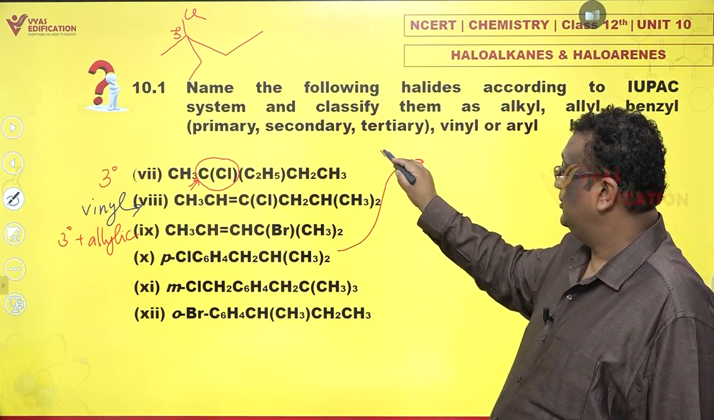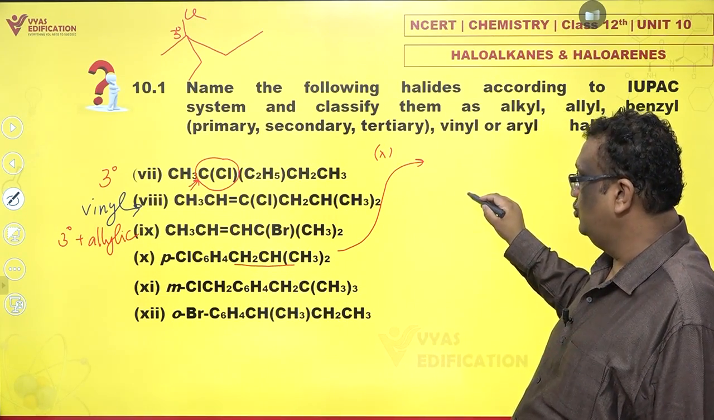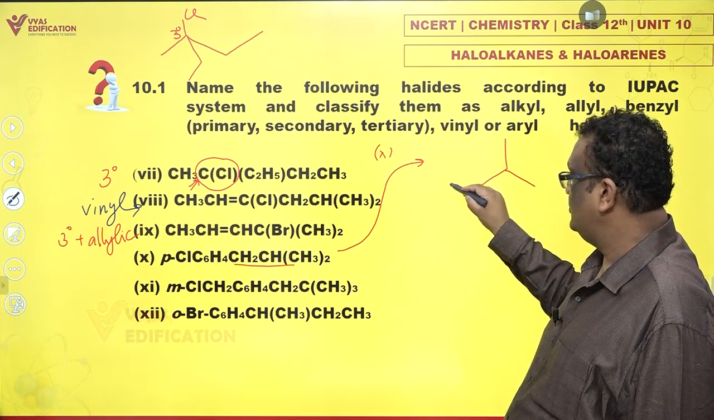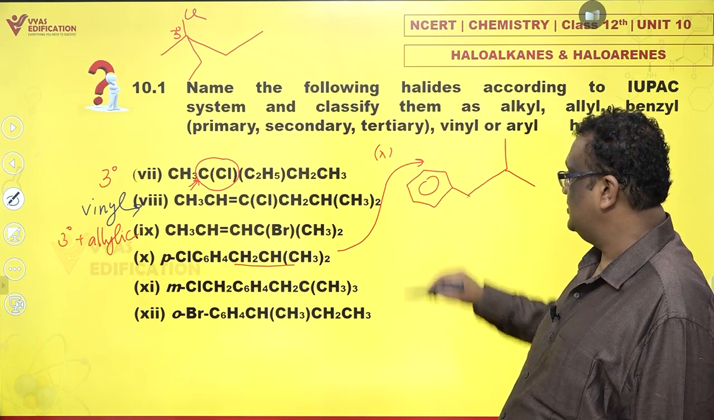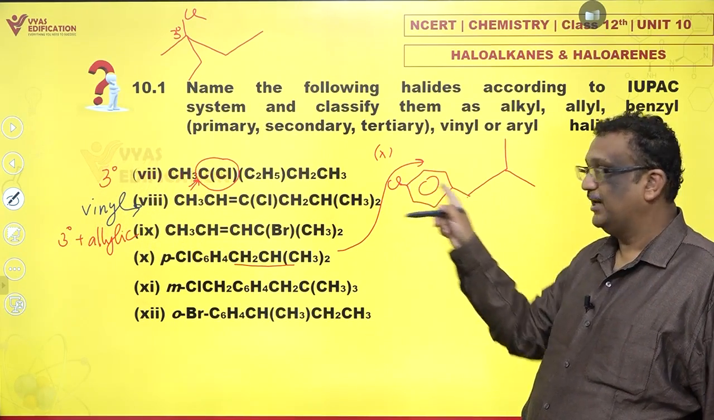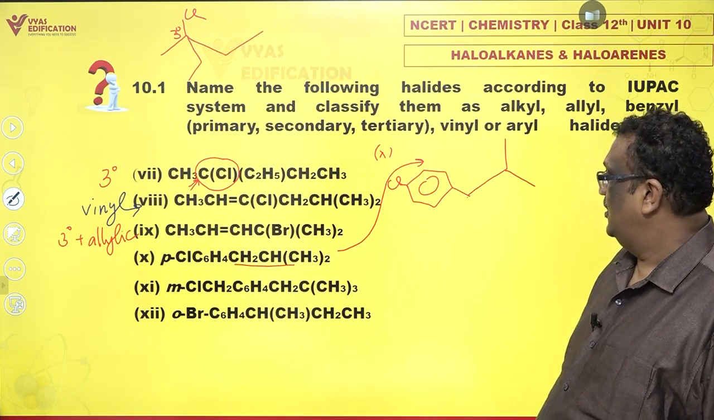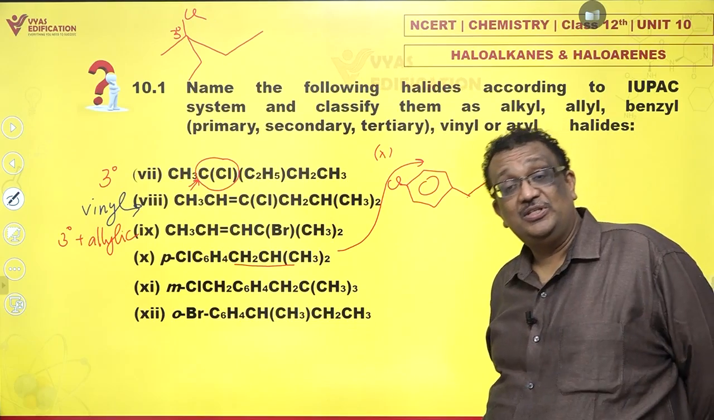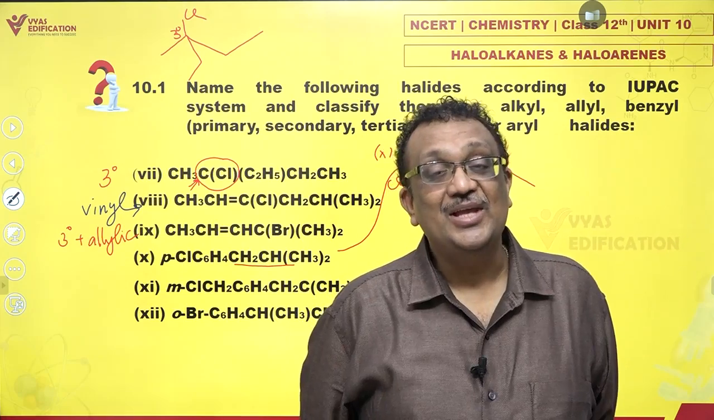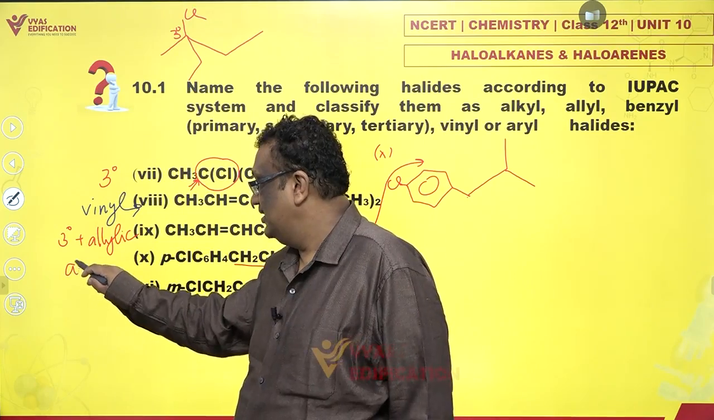So I'm drawing 10th here. Let me start with this. We have CH2, CH, CH3 hold twice. And then I have C6H4 and para-Cl. This is para position. Exactly opposite is para position. So I have para-chloro, whatever. Which kind of halide it is? Now, since halogen is directly attached to an aromatic ring, it is an aryl halide. So, this is aryl? Yes, this is aryl.